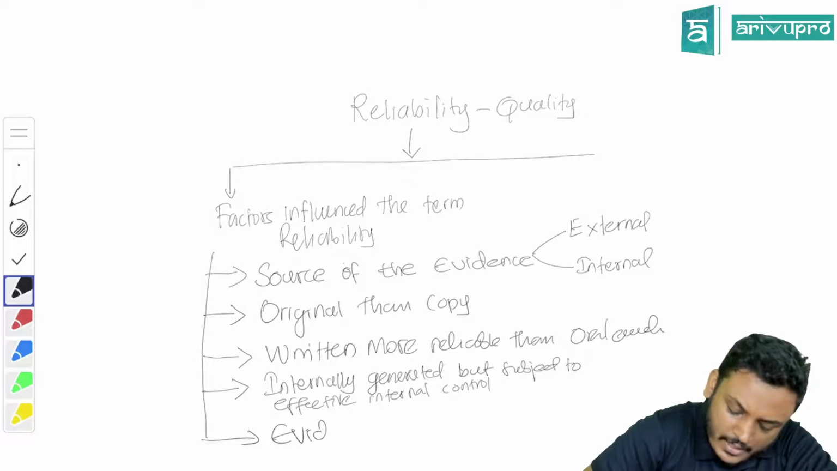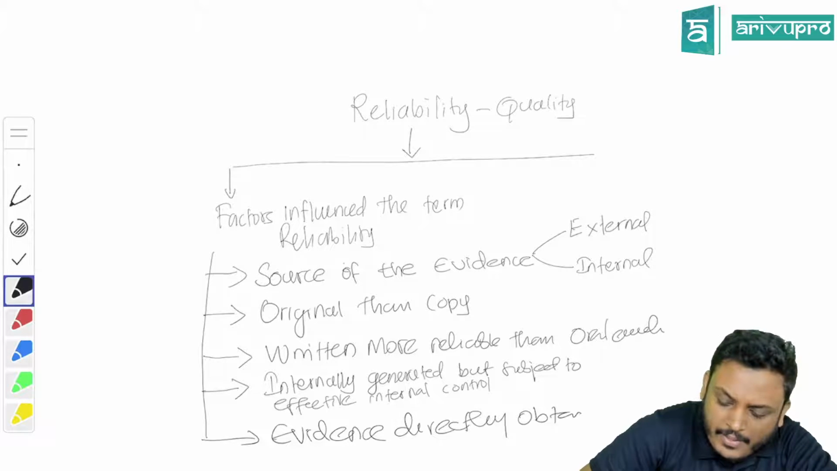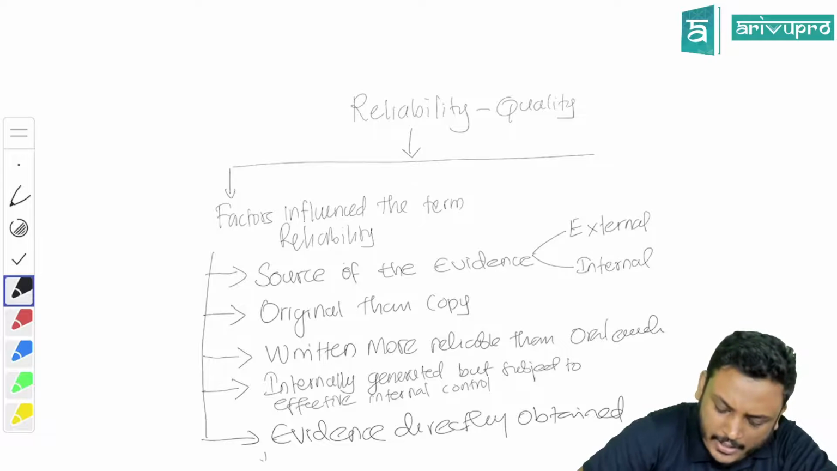Next one, evidence directly obtained by the auditor.